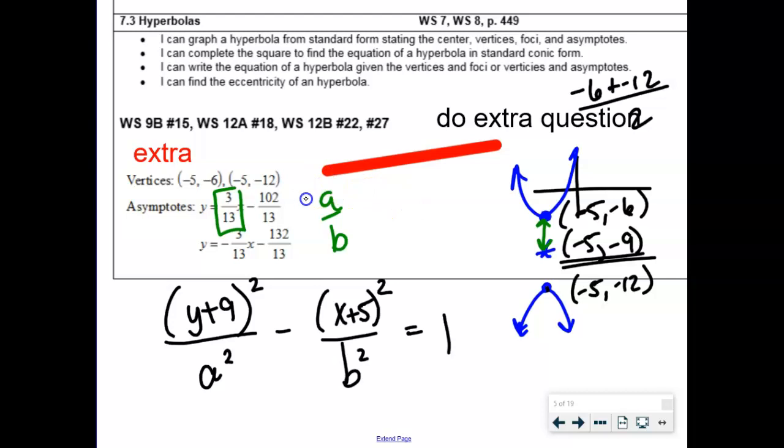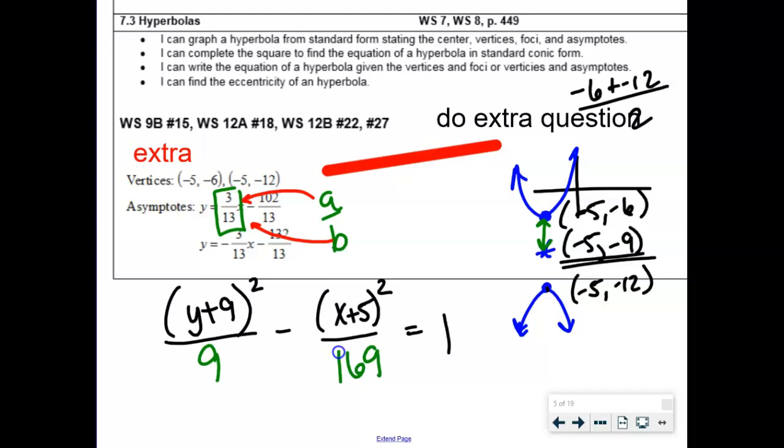So, like Taylor told me, a is 3 and b is 13, so plug her in. A squared would be 9. And b squared would be 169, and we're done, because they just wanted the equation.